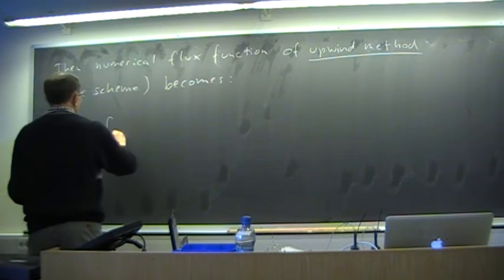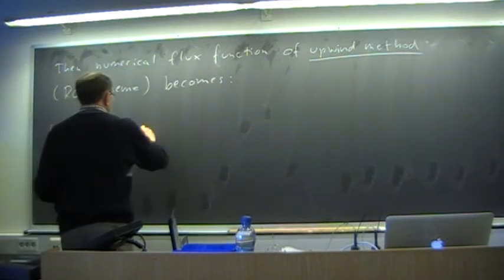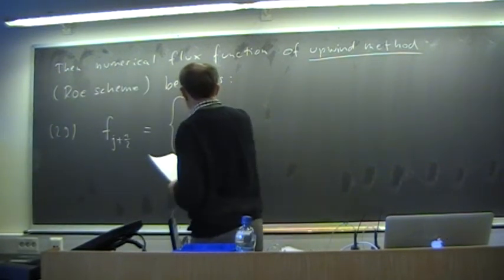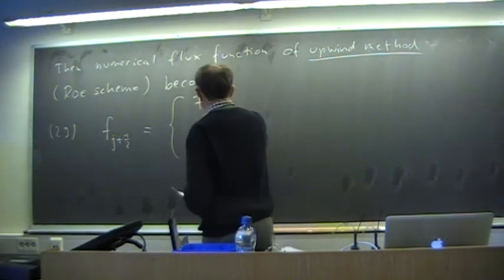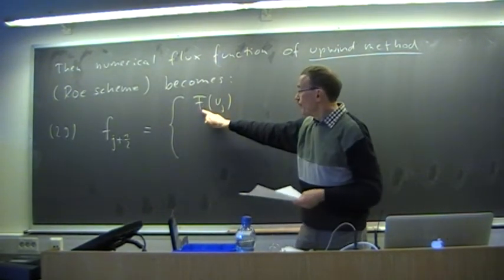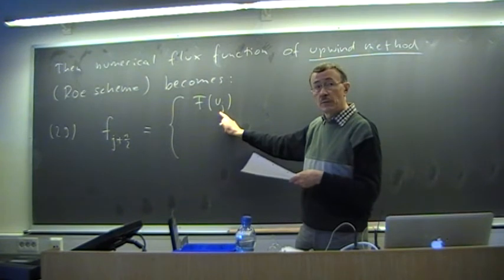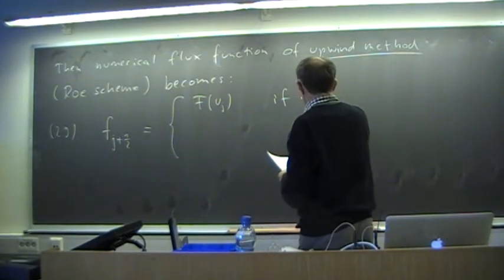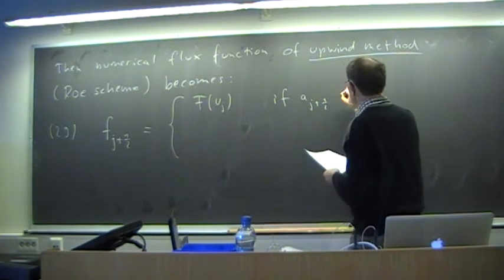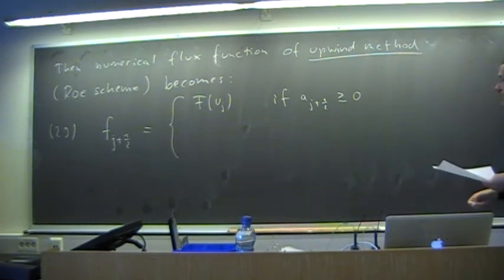We say that the numerical flux function to approximate the exact flux function capital F at this location is equal to, if a j plus 1/2 is positive, propagation from the left, we take the value from the left. We evaluate our flux function, the capital F of the conservation law, with the value in the left grid point u j. That is the case if the characteristic speed that we have determined in this way is positive. If it's zero, you can also take that into account.